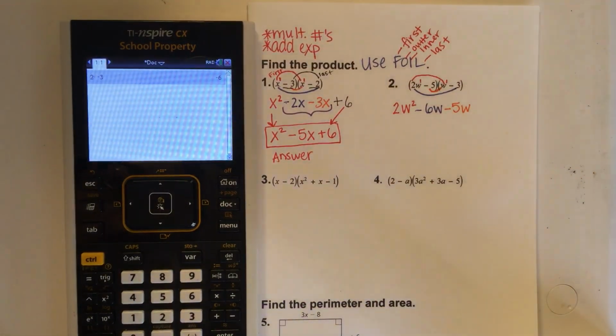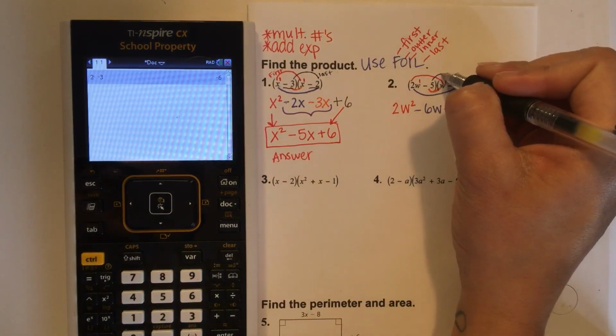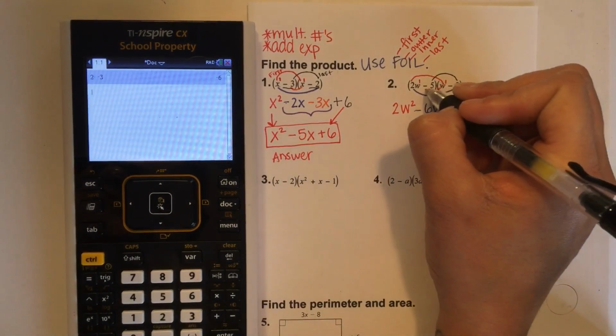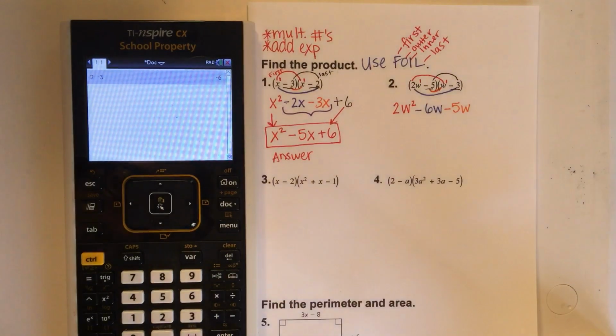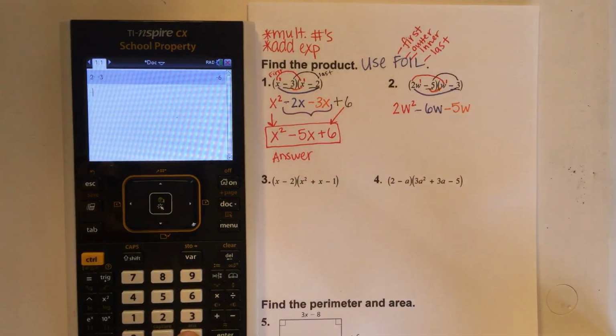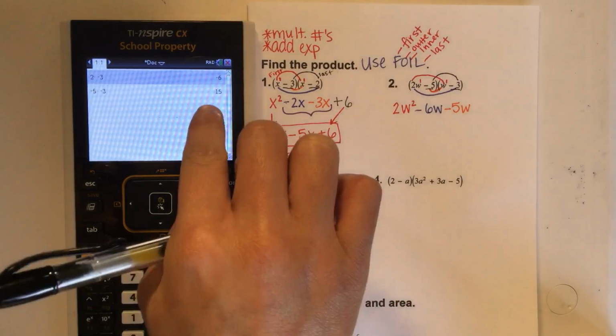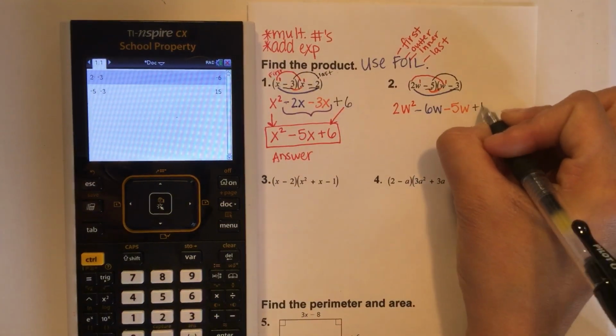Now you take the last. So you're taking negative 5 times negative 3. So negative 5 times negative 3 is a positive 15. So plus 15.